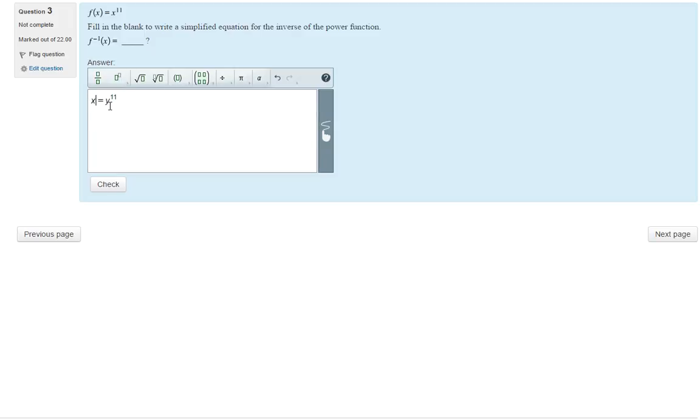How do you undo taking something to the 11th power? We're just going to take the 11th root of both sides. The 11th root undoes the 11th power. I have to do the same thing to both sides. And so on the right side, the 11th root and the 11th power cancel, and I'm just left with y. So that's my answer.